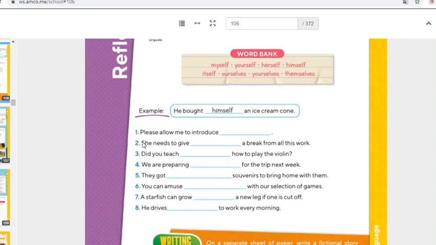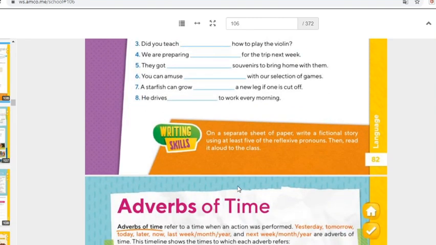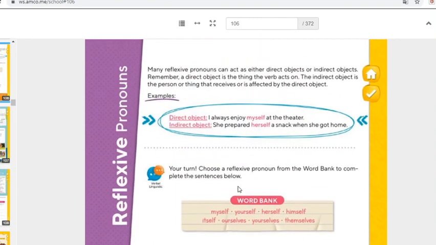Do you, she, you, we, they, you, a starfish. This is an animal, starfish, like Patricio in Bob Esponja, starfish. He drives, so he, right? I think this is very easy, guys. So please finish this work. If you have any questions, any doubts, send me your text or your question in the classroom platform.